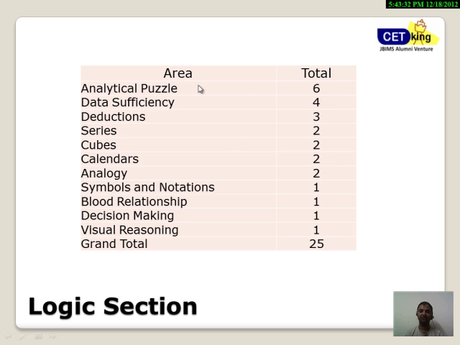Half of the logic section is these 3 things. So you need to work on these 3 areas. Apart from this, every different type of topic is for 1 or 2 marks. Now this is the biggest problem for people who have not prepared for CMAT. They are prepared for CAT.